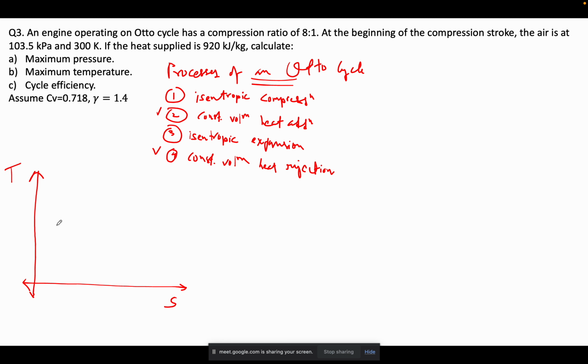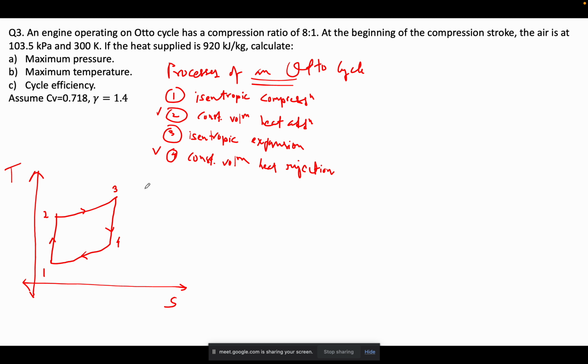Okay, so 1 to 2 compression. Now 2 to 3 is constant volume, 3 to 4 is expansion, and this is once again constant volume. Okay, so these two look the same, only the difference will be in the slope, which we will be understanding in detail when we will be dealing with the diesel cycle.